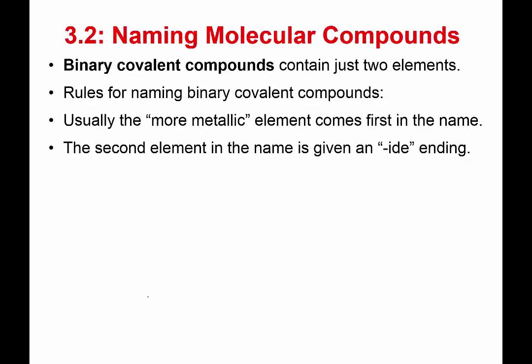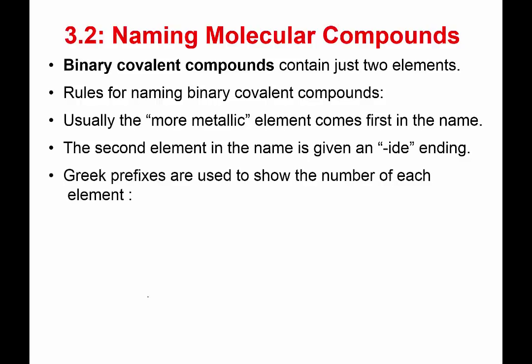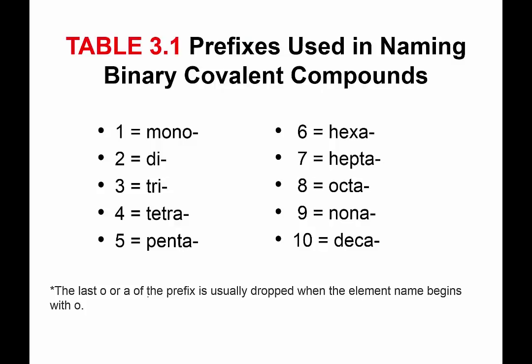And as we'll see, these are just like the names when these elements are anions. And then in order to show the number of each element in the formula, we use prefixes that we call Greek prefixes. And here they are. So this is taken from table 3.1 in the textbook.